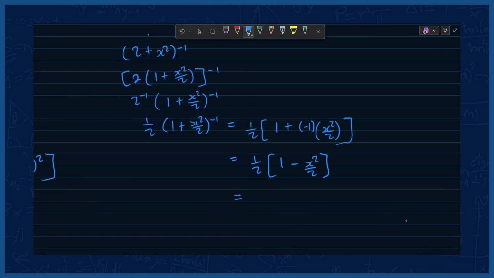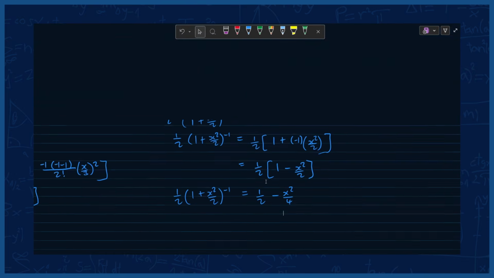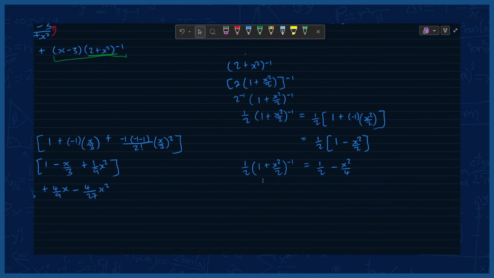And if you expand this, we're saying that half of 1 plus x squared over 2 to the negative 1 is half times 1, that's a half. Then I've got half times negative x squared over 2, that's negative x squared over 4. So that part is simply the expansion of 2 plus x squared to the negative 1. But remember, this has to be multiplied by x minus 3.